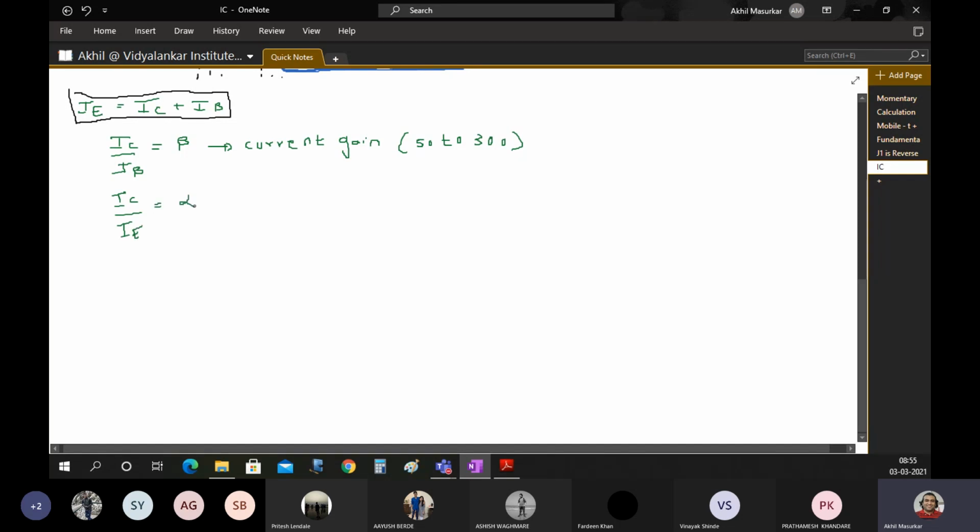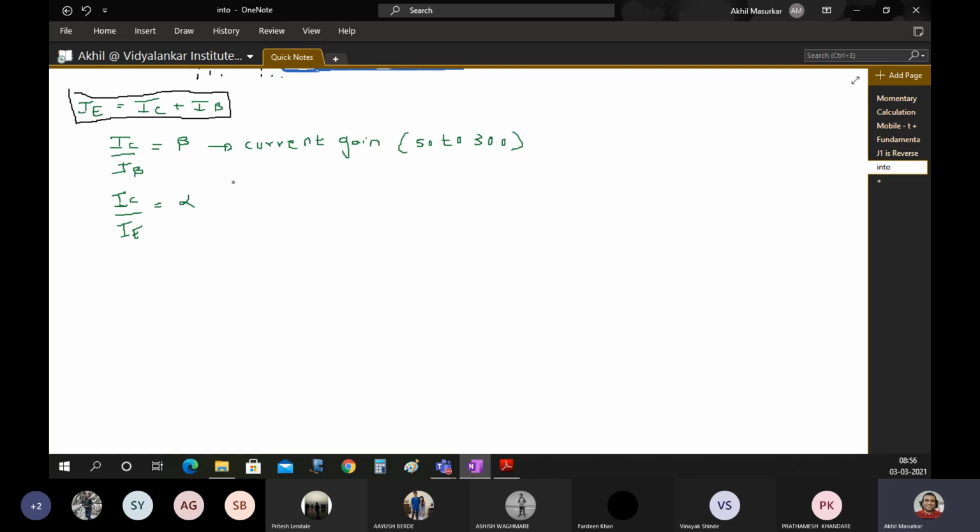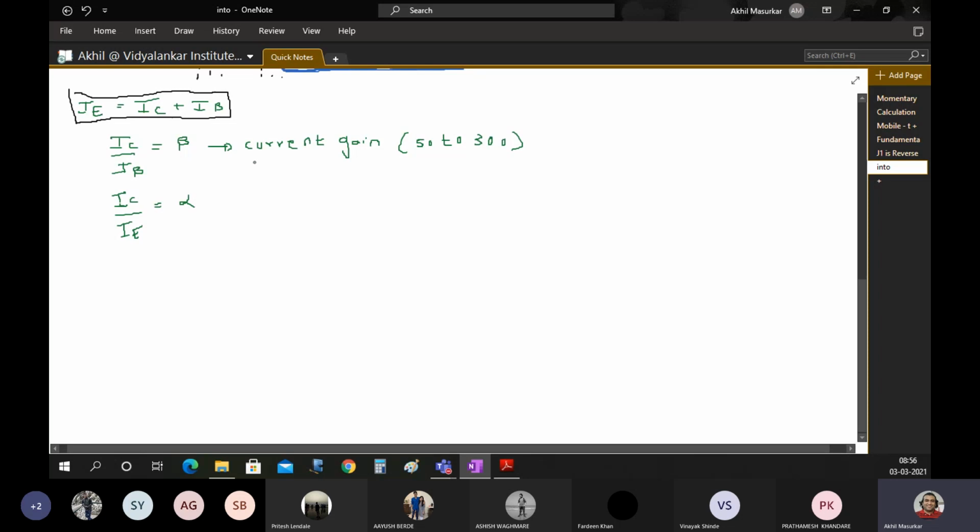And that is called alpha. So here this tells me, apart from IC, which are the other two currents, IB and IE. So IC upon IB is called beta and IC upon IE is called alpha. Now many times in the exam they will ask you the relationship between alpha and beta.